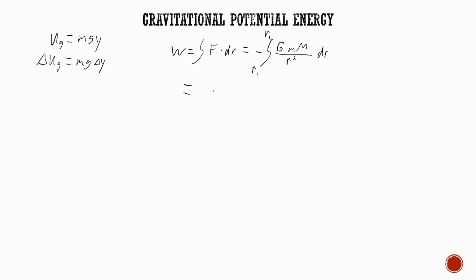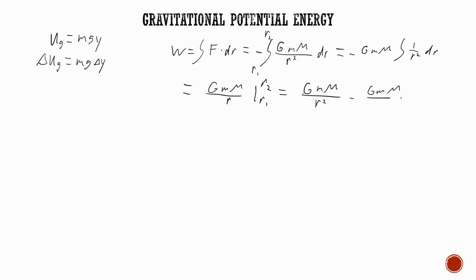So we go ahead and integrate that. We can pull out the GmM stuff. So that is just the integral of 1 over r squared dr, and that becomes GmM over r from r1 to r2, which gives us GmM over r2 minus GmM over r1. Oops, I forgot to square that. Should have been a 2 down there.